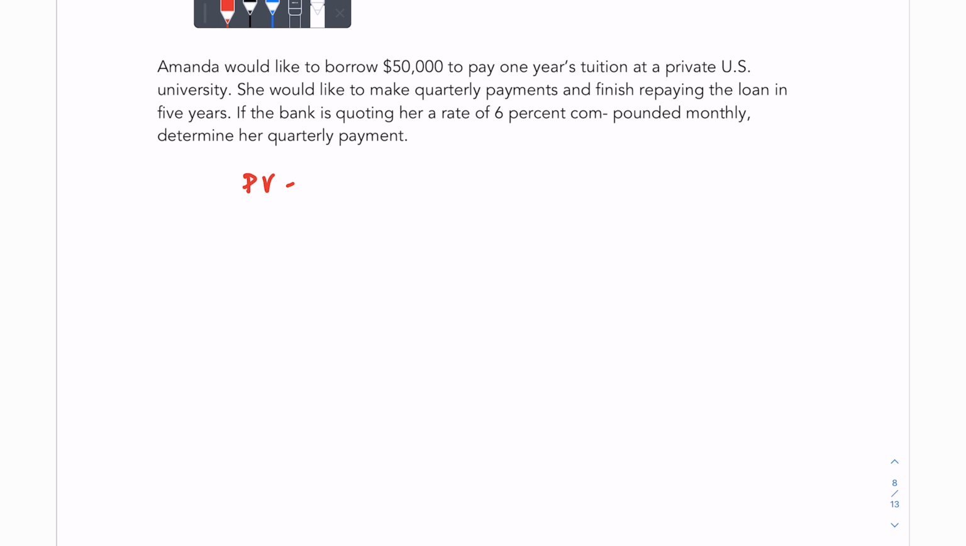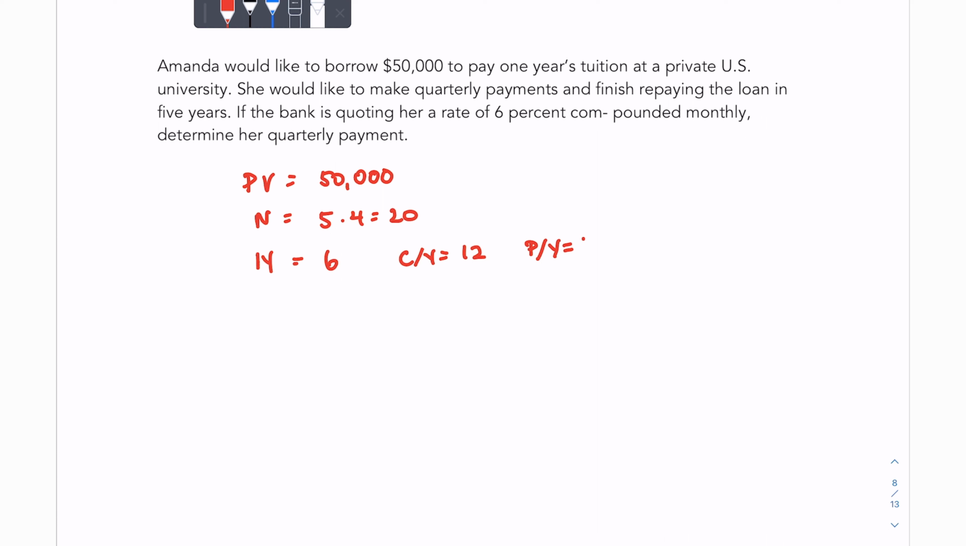So for this, you're going to set the present value to 50,000. N is 20. 5 years with quarterly payments is 20 payments. Interest rate per year is 6 with monthly compounding, so CY of 12, and quarterly payments, so PY of 4. Future value 0. Compute payment.